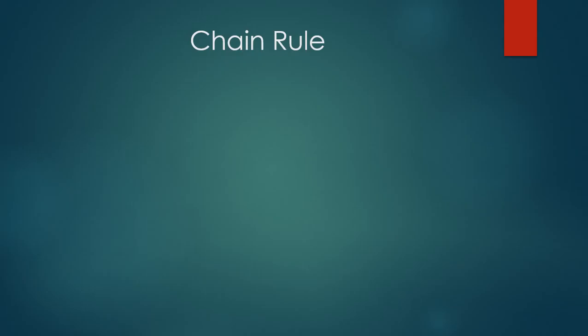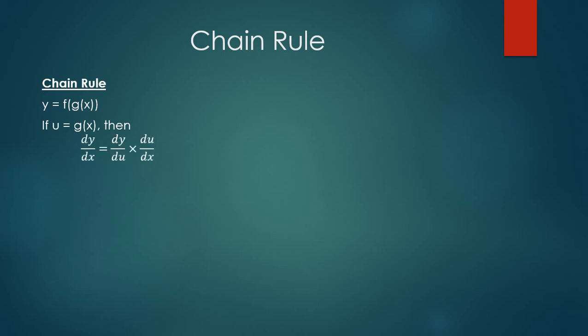Let's go. So the chain rule is used when we want to differentiate composite functions. So if we have a function in the form y is equal to f of g of x, if u is equal to g of x, then dy by dx, which is the derivative of y with respect to x, is equal to dy by du times du by dx. Now let's look at an example. Find dy by dx if y is equal to (2x plus 4) to the 7th.